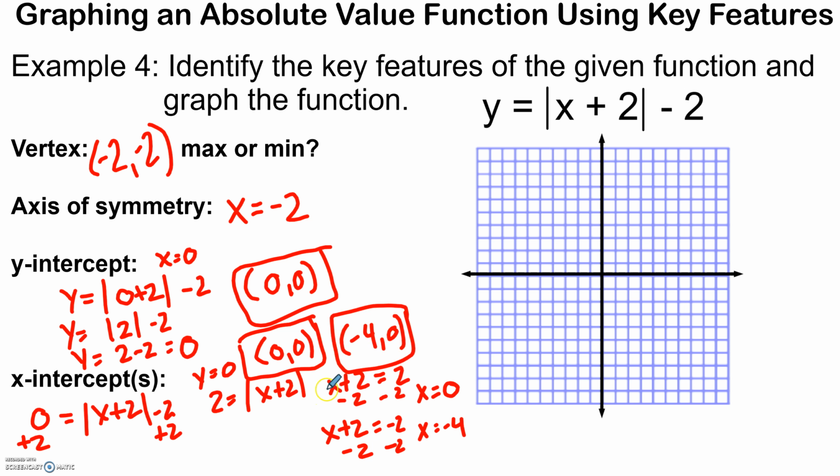Now, to graph using the features, go ahead and graph your 3 main points, as well as your axis of symmetry. We have (-2, -2) for our vertex. We have the origin, which is both my y-intercept and one of my x-intercepts. And then I have -4 as my other one. And my axis of symmetry is going right through my vertex. I connect my dots, and there is my beautiful graph.